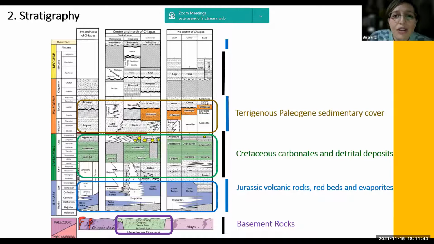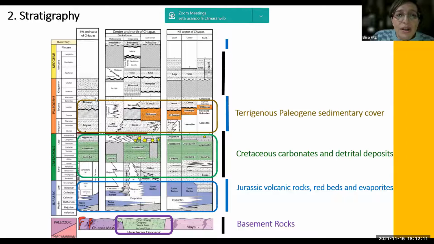An interesting thing that happens in the Eocene is that there are not only these changes in facies from marine to continental, but also there is the occurrence of a patchy regional angular unconformity that is very important because it's telling us that important uplift is occurring in this region.